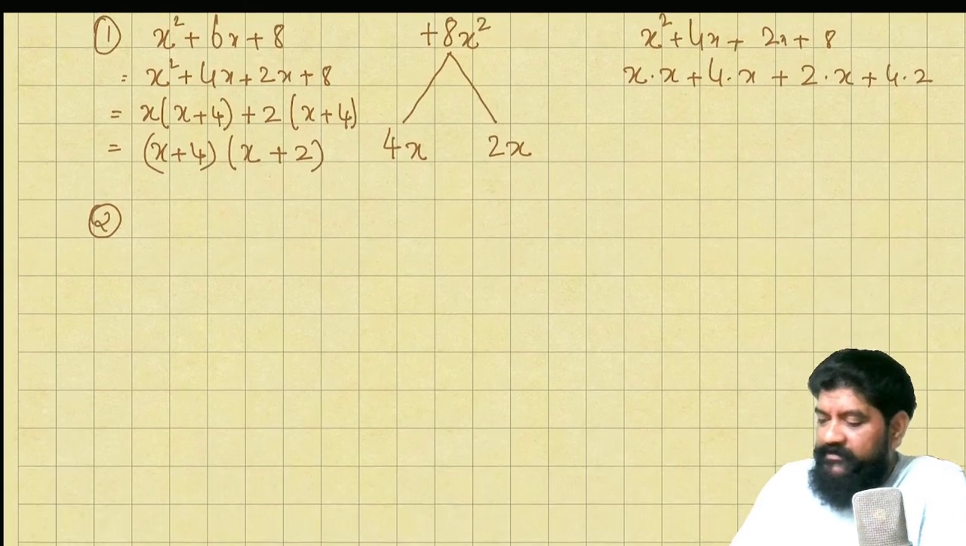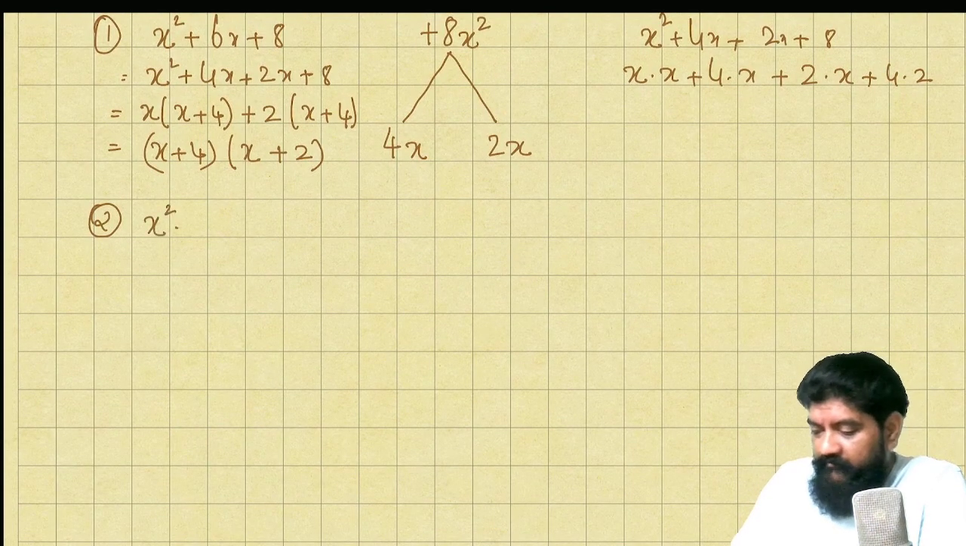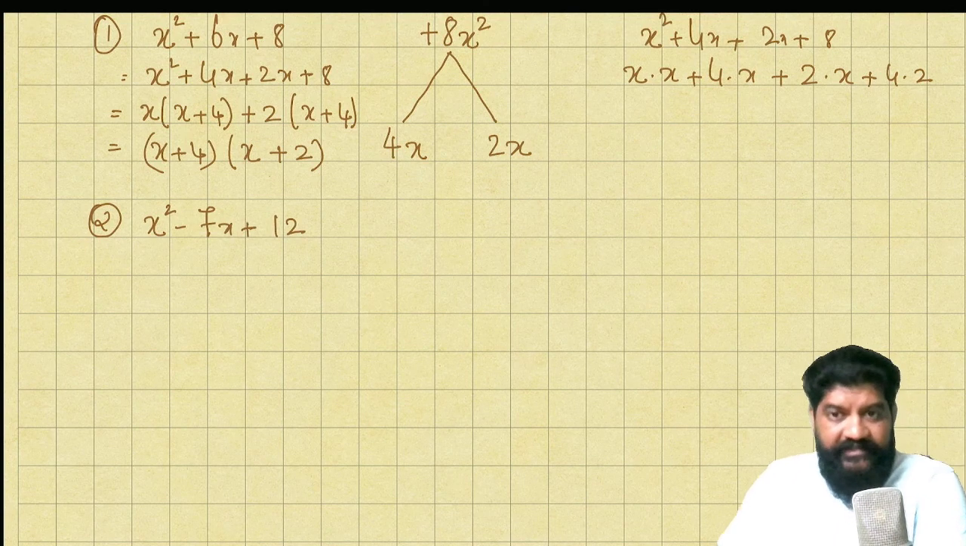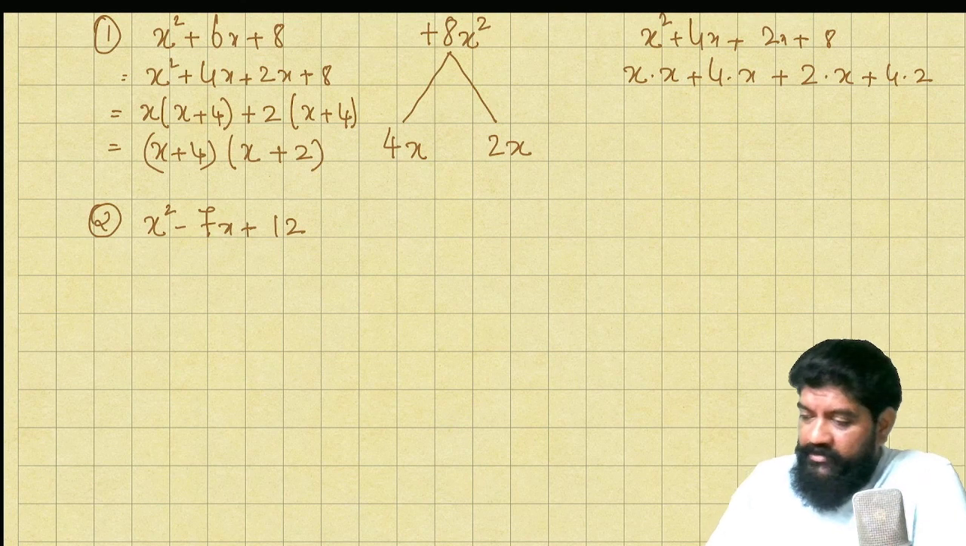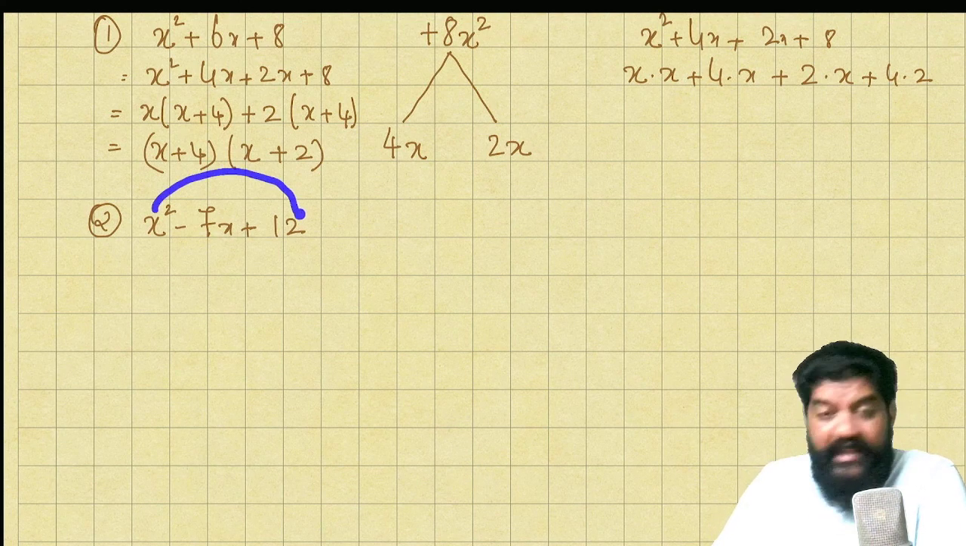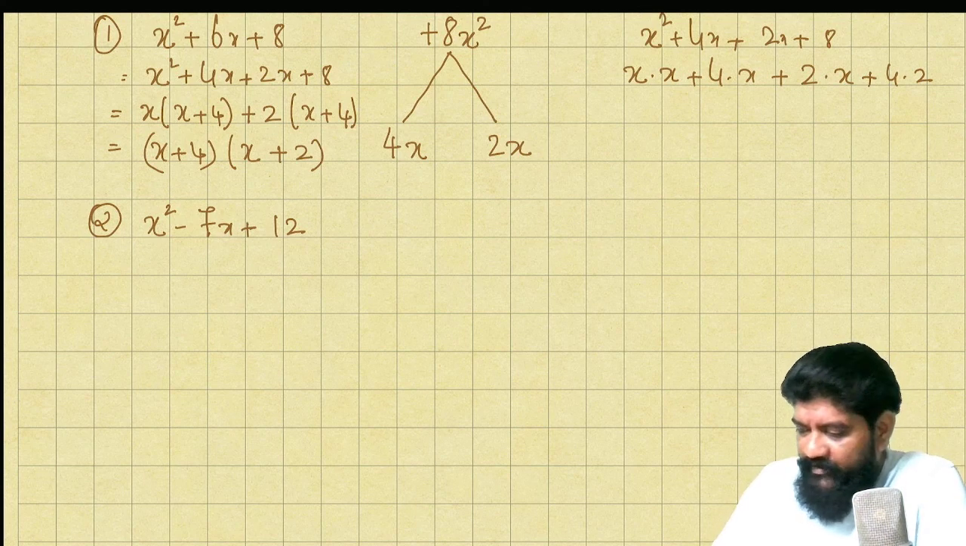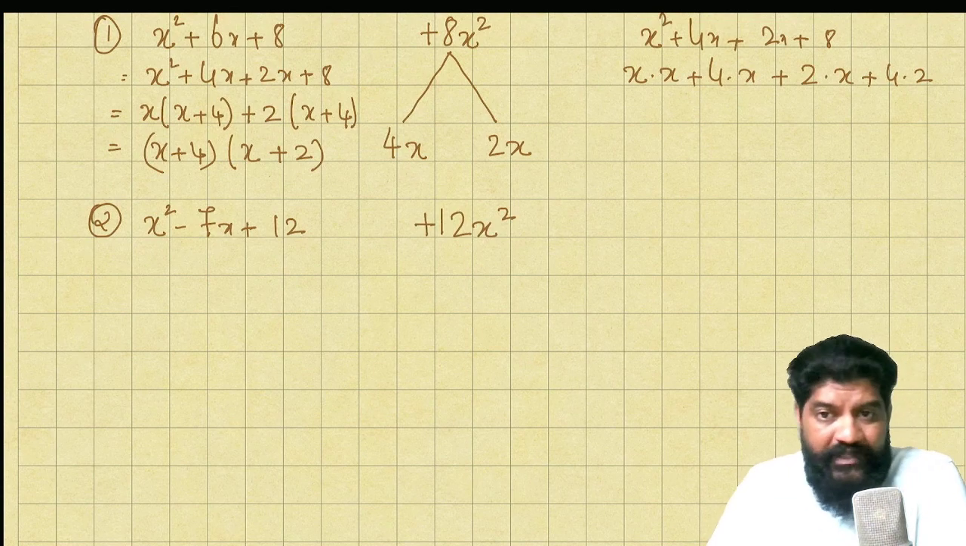x squared minus 7x plus 12. All right, the process is still the same. What is the process? The process is to take the first term and the last term, multiply it. When you multiply, what you will get is 12x squared. Again, bear in mind that what we have is a plus 12x squared.